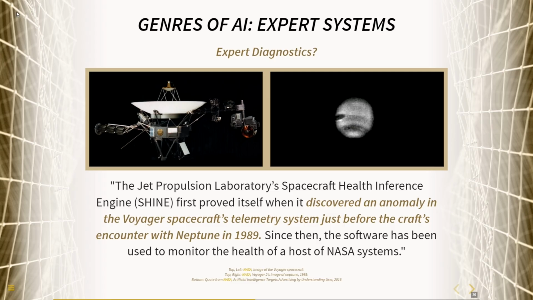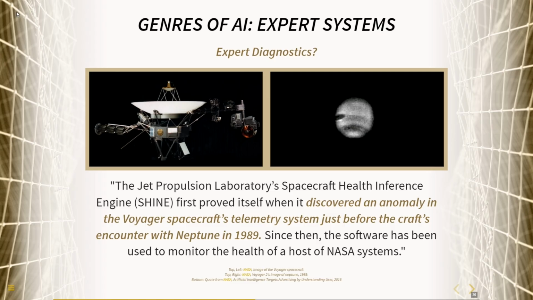And it was kind of amazing. When Voyager was on approach to Neptune, the SHINE system discovered an anomaly, and it allowed people to fix the issue in advance. It's a really powerful example of how, even at a distance, if you have a really good system that allows you to interrogate your models, you're able to do diagnostics at a distance, between here and Neptune.